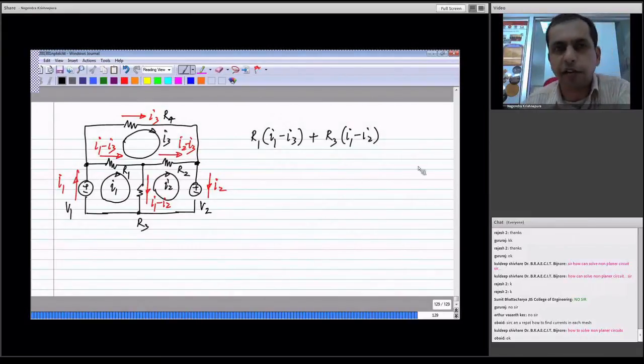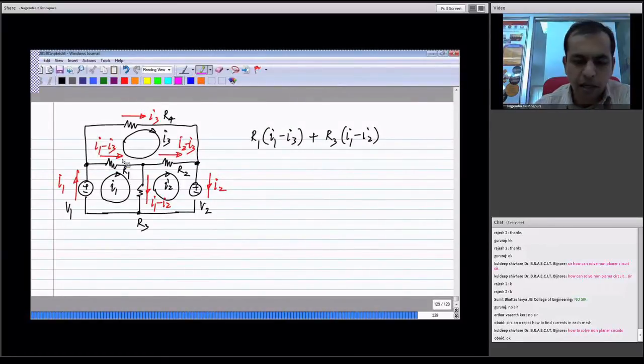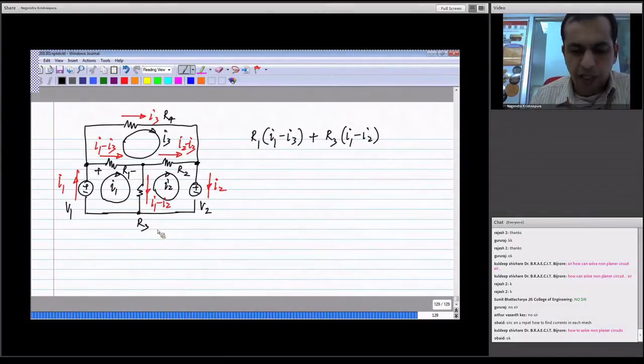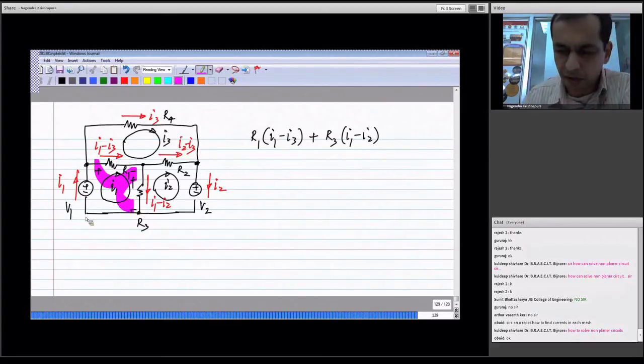And just like we put independent sources on the right side in nodal analysis, we do the same in mesh analysis. And if you look at the direction of this, I1 minus I3 times R1 is the voltage drop in this direction. I1 minus I2 times R3 is the voltage drop in that direction. So the sum of this plus this equals V1, okay, because V1 is also in the same direction.